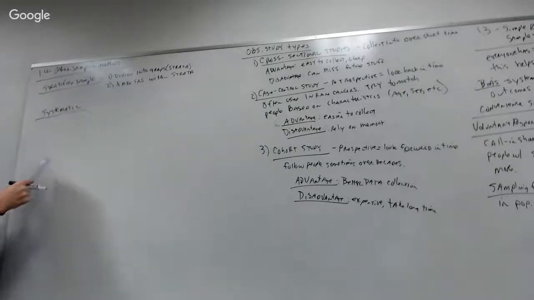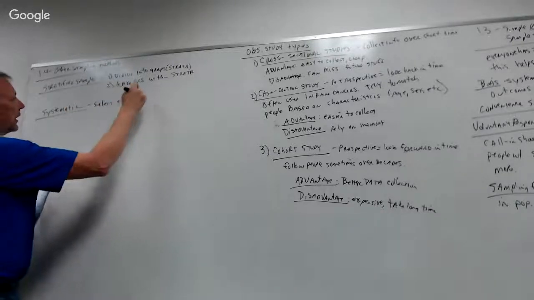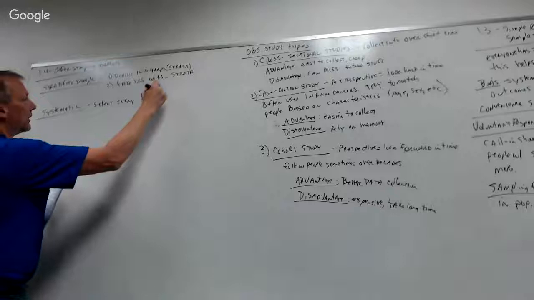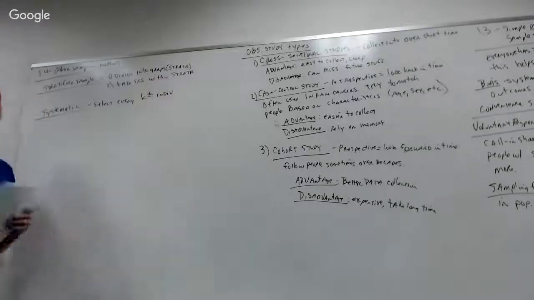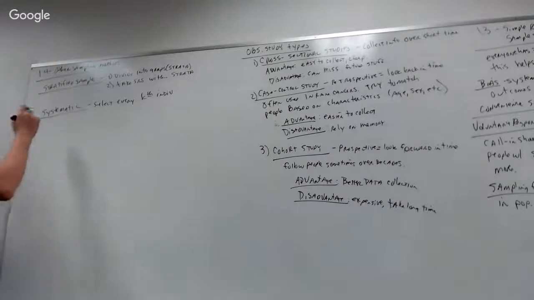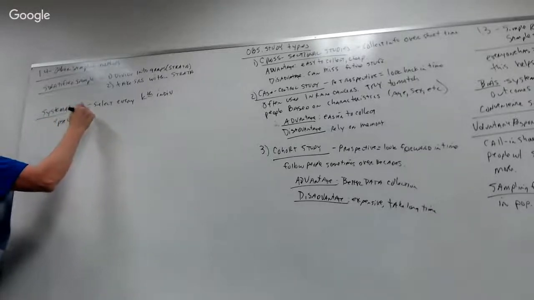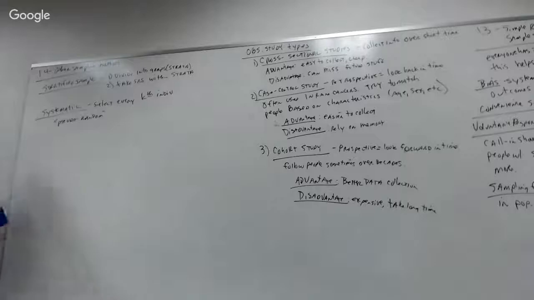Okay, a systematic sample. You select every case, every individual, okay? So you can think of this as a nice, simple random or a pseudo-random sample, where you select every third individual, every fourth individual, or whatever you want to pick. Randomization can actually be very difficult, okay?